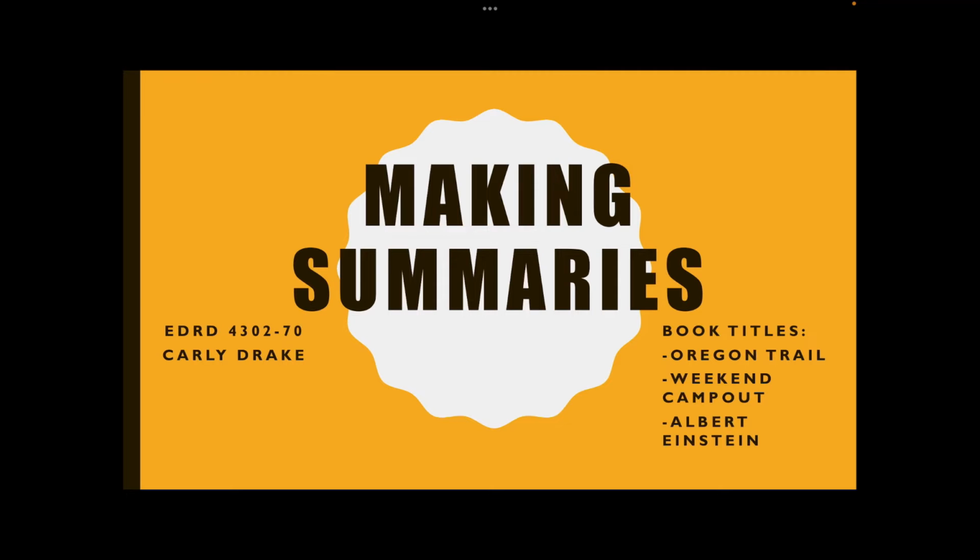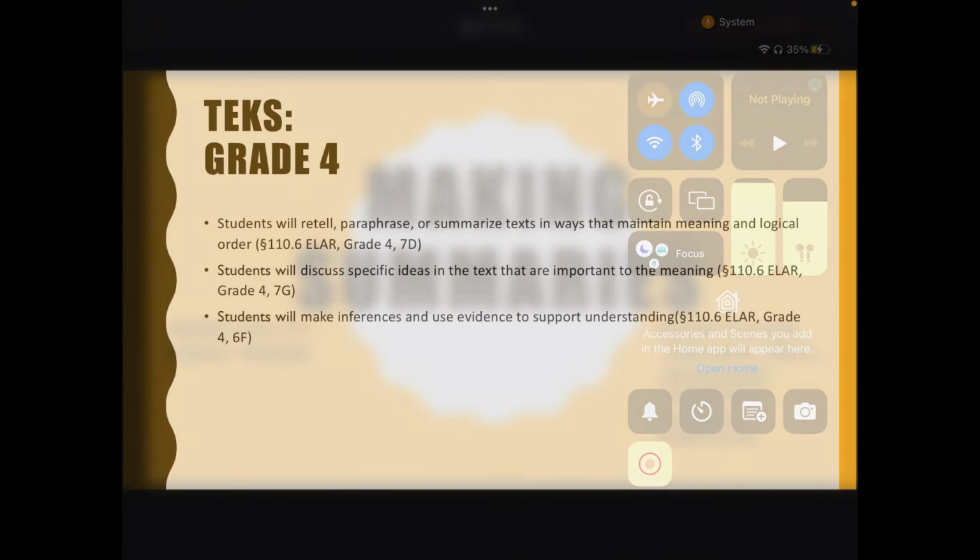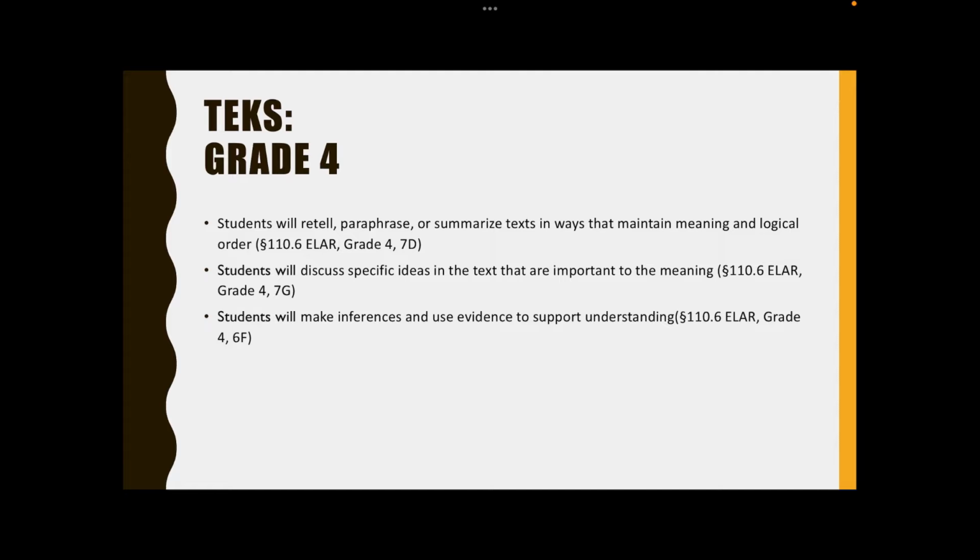Today we're going to be talking about making summaries. This is for EDRD 4302, Section 70. My name is Carly Drake, and the books we will be going over today are The Oregon Trail, Weekend Campout, and Albert Einstein. These are today's TEKs.